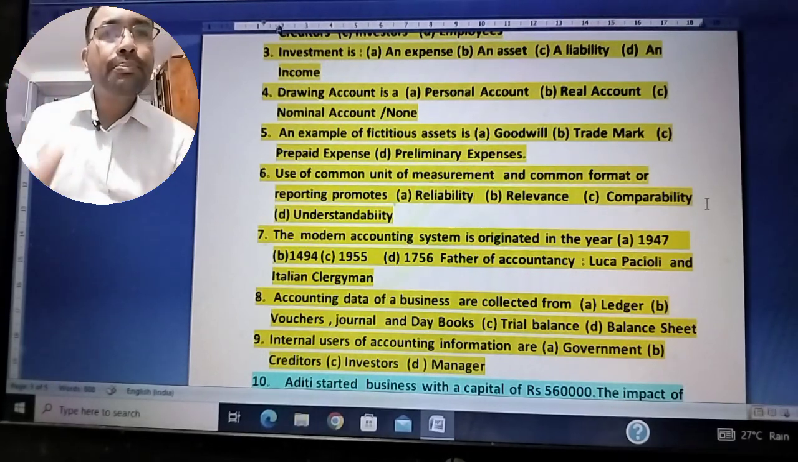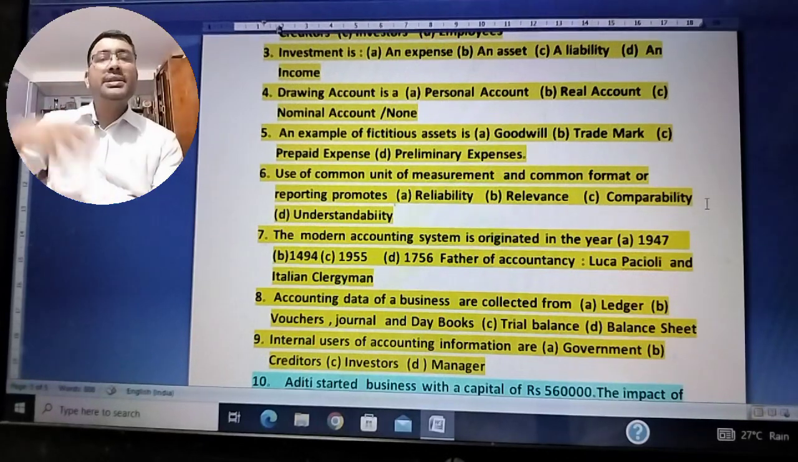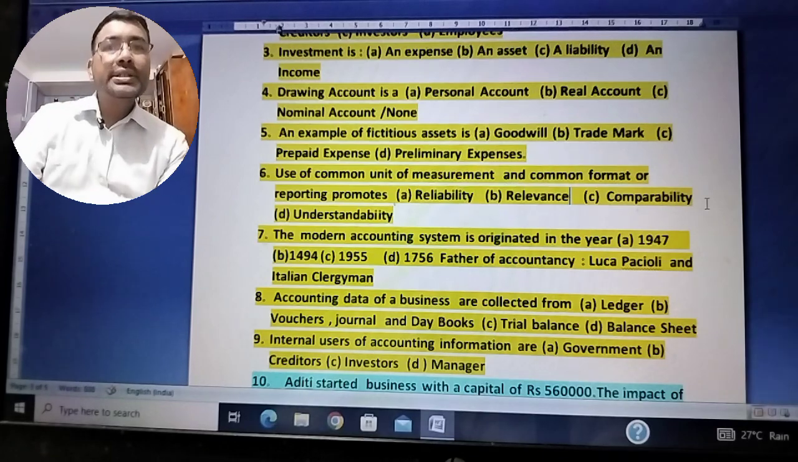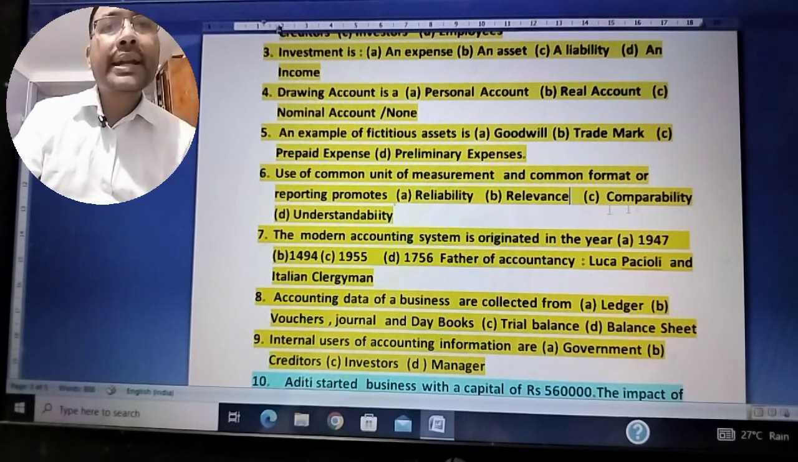In order to compare the financial statements of different years, we have to follow the same methods of accounting. So it is definitely comparability.